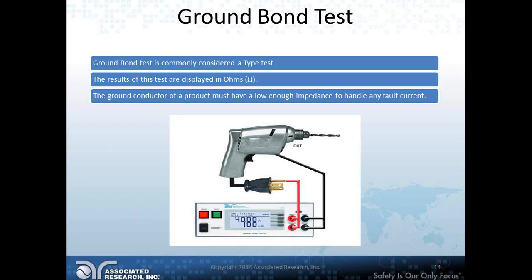And here's another picture of how we can use one of our HipotAmp 3 models, which is a standalone ground bond tester, to perform the ground bond test. As you can see, the red wire coming out of the tester is connected to the ground pin of a 3-prong product, in this case a drill machine, and the return connection is made on the chassis of the product to make the 4-wire connection.